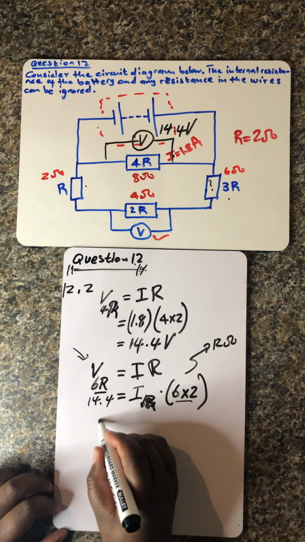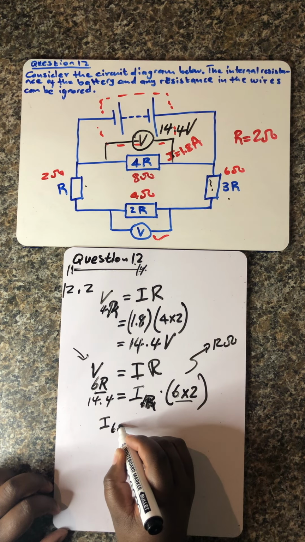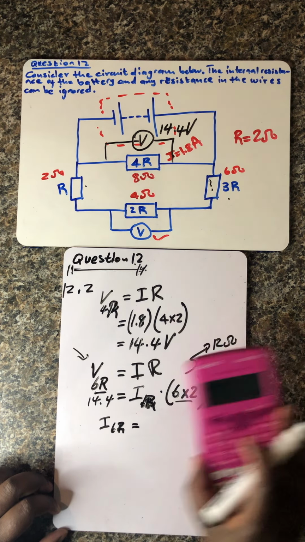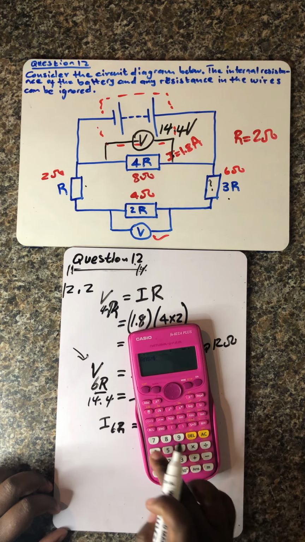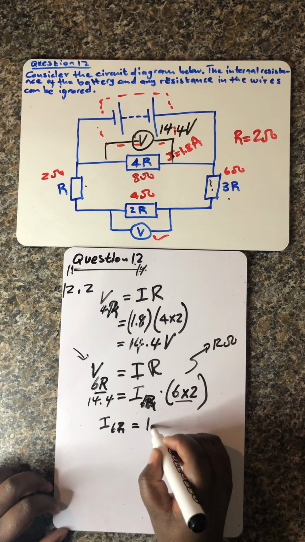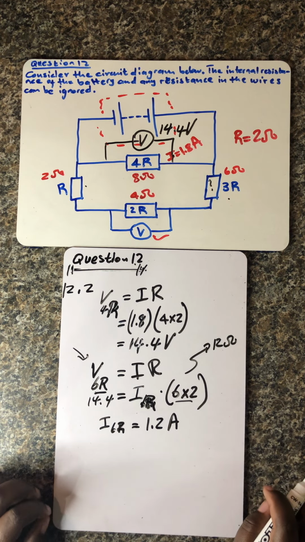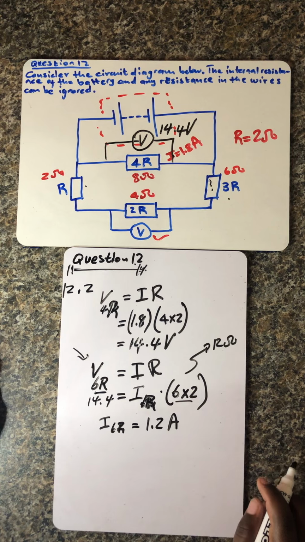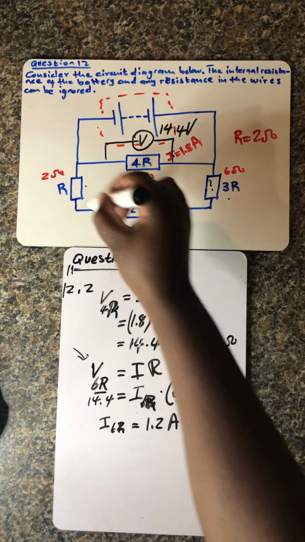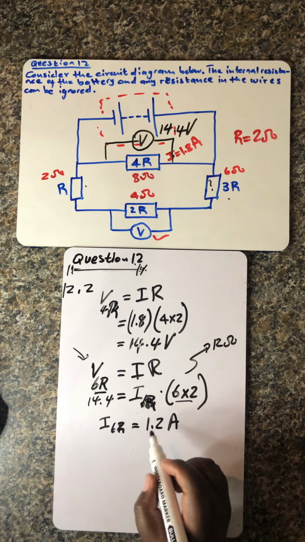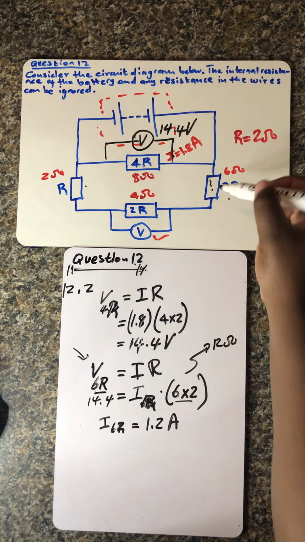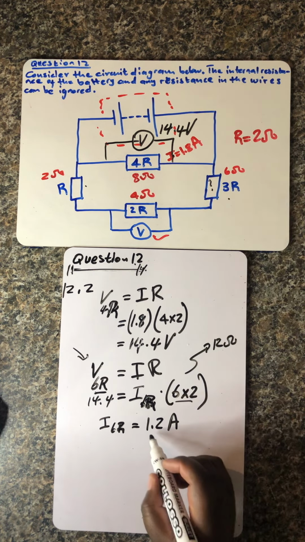Okay, so that means I of 6R is equal to 14.4 divided by 12. So you can just say 14.4 divided by 12, then you get 1.2. Very much important, ladies and gentlemen. So that means the current flowing through that side of the parallel connection is actually equal to 1.2. Remember, guys, the current flowing through the 3R is still 1.2.